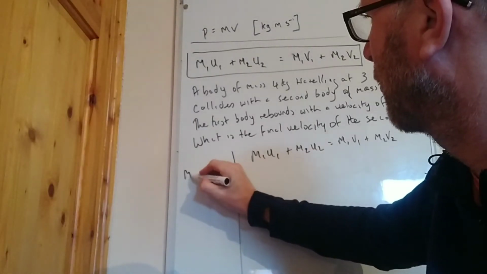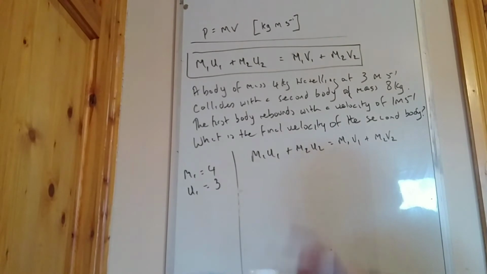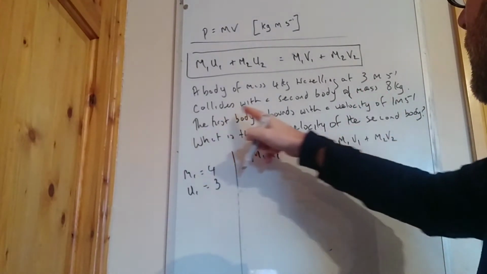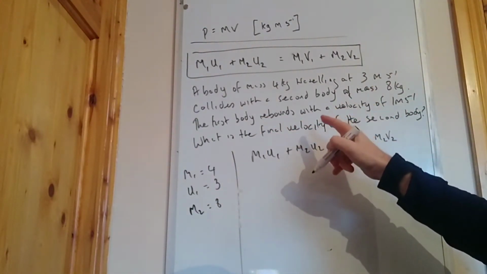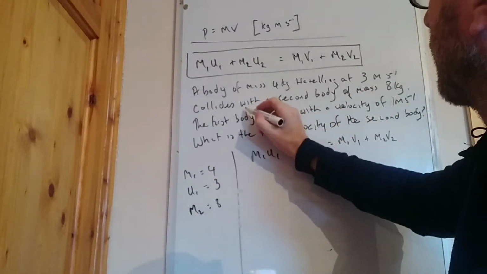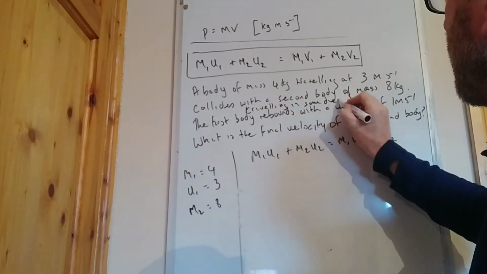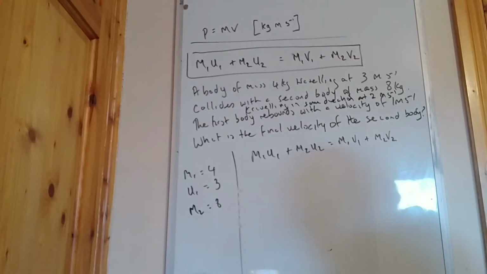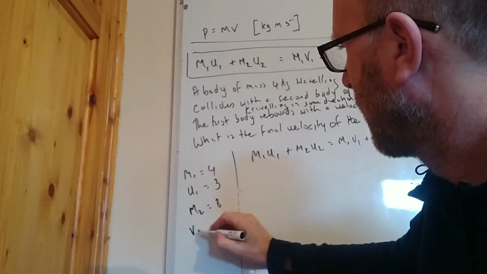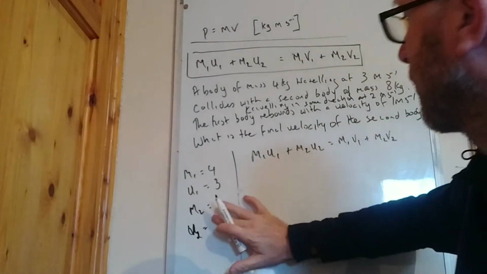So body of mass 4 kilograms, we'll put it over here. I know some of you don't do this, but this would be the default option. Velocity, traveling at 3 meters per second, and we're going to take that as the plus direction. Collides with the second body of mass 8 kilograms. I've left something out here, I'm going to put in traveling in the same direction at 2 meters per second. So a body of mass 4 kilograms traveling at 3 meters per second collides with a second body of mass 8 kilograms traveling in the same direction at 2 meters per second. That's u2, 2 meters per second.